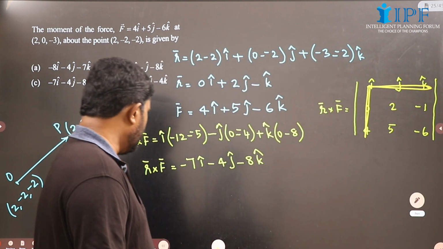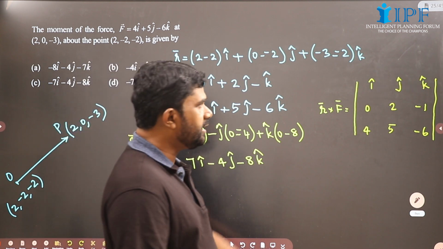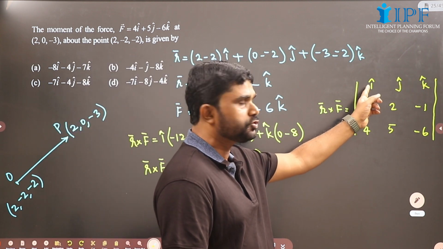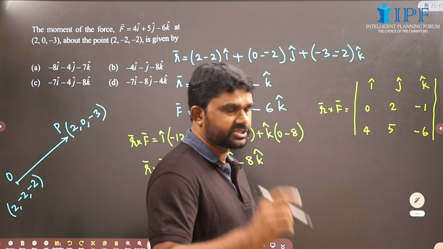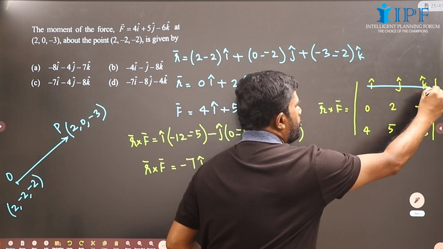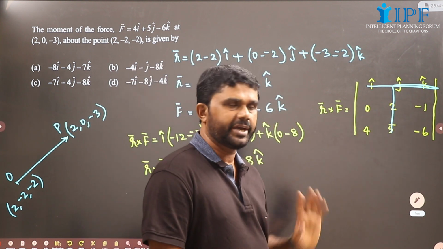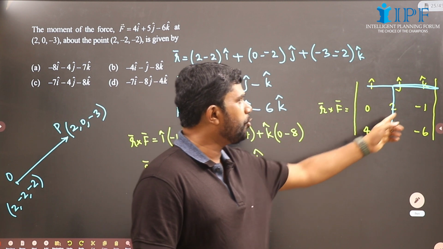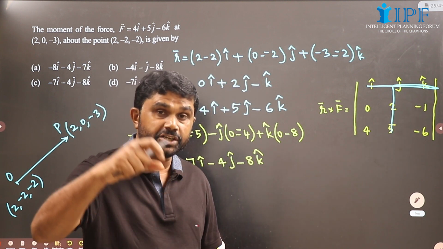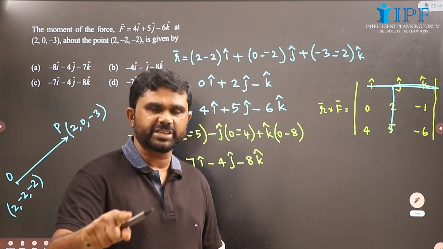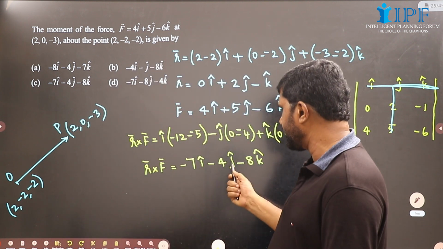Now let us take the next element, that is j. See, this we have to choose positive and this should be negative. So minus j, we have to eliminate the row and the column containing that element. So 0 into minus 6, that is 0. Then 4 into minus 1, that is minus 4. 0 minus minus 4, that will be plus 4 into minus j, so minus 4j cap.